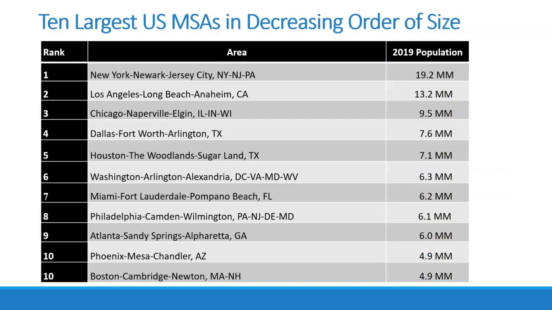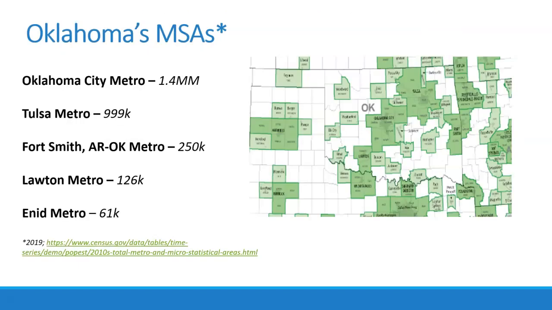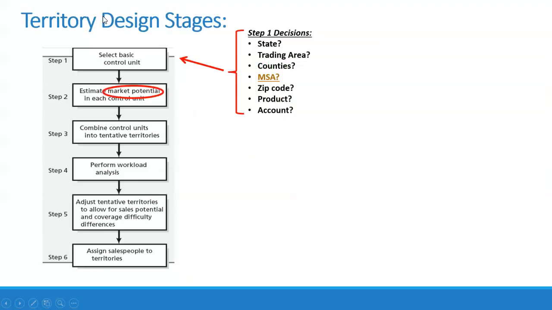And then I did look at Oklahoma, and you can see that these areas are grouped. Why do you think they would group areas in this way? Well, in terms of territory design, it's helpful in determining where the largest populations are. So the next slide is a look at where exactly all the MSAs are.